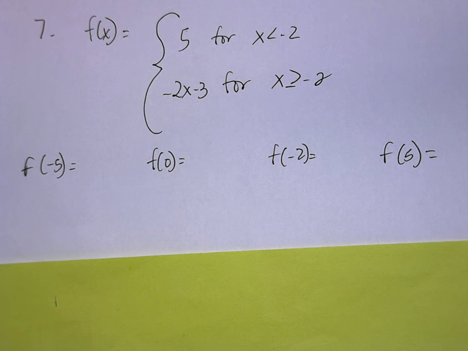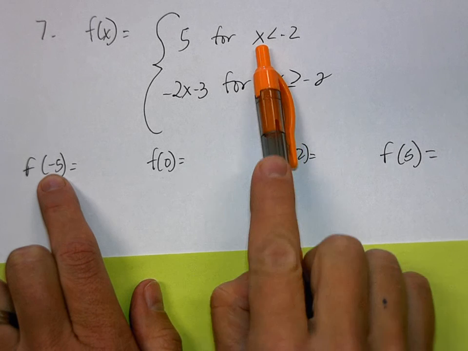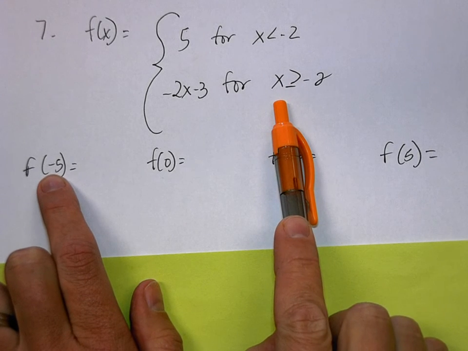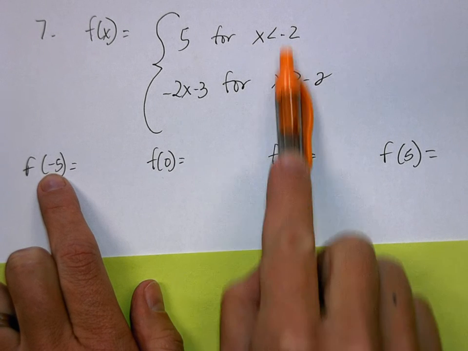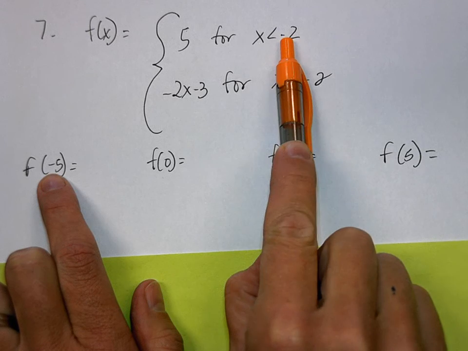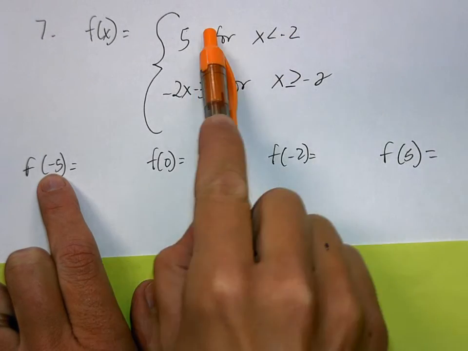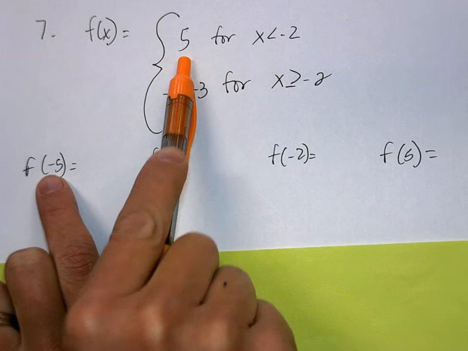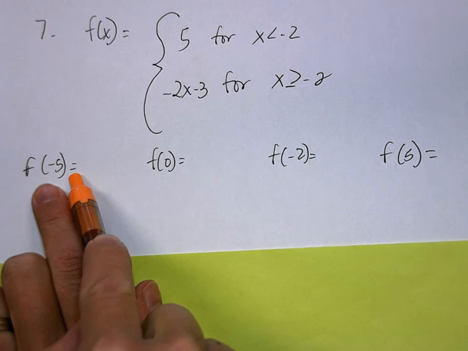-5. Okay, so we have -5. Is -5 less than -2 or is it greater than -2? Less than. Okay, so that means we're going to be looking at this equation. Can I plug in an x value in this equation? No. So what's the answer for f of -5?